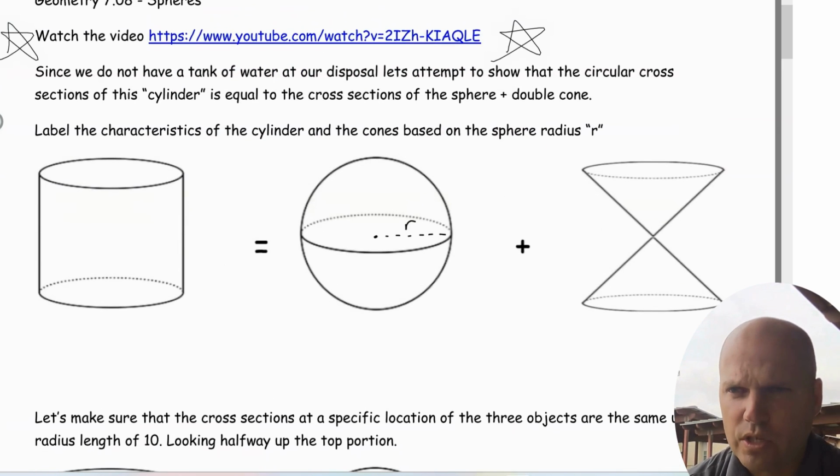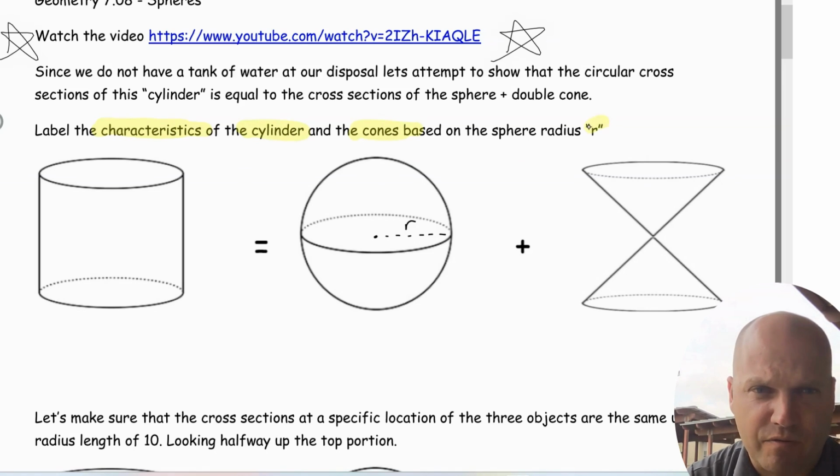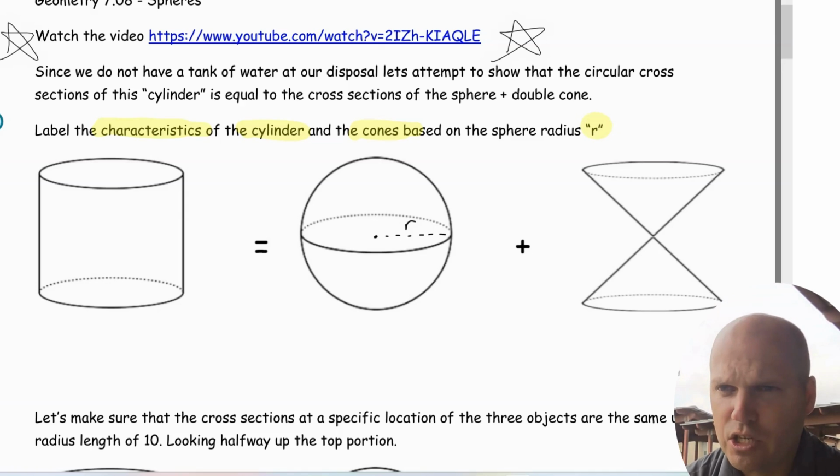Now, the first thing we're going to do is label the characteristics of the cylinder and the cones based on the fact that we know this sphere has a radius of r. So what I would like you to do is tell me, what is this length here if this sphere fits perfectly into this cylinder? I also would like you to tell me what this length is here. So go ahead, and you and your neighbors label this, and then label this length as well.